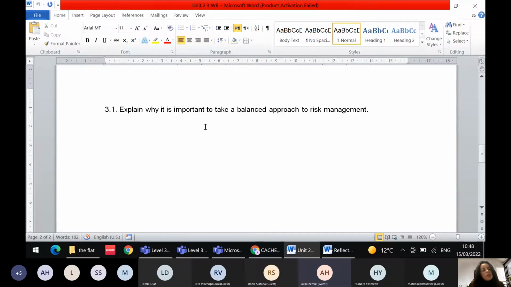Why is it important to make a balance? Because even though there are risks involved, the child might fall, but they need to develop. So we have to allow them to play. We have to allow them to jump. We have to allow them. But in the meantime, we do risk assessment. That's how we do it.